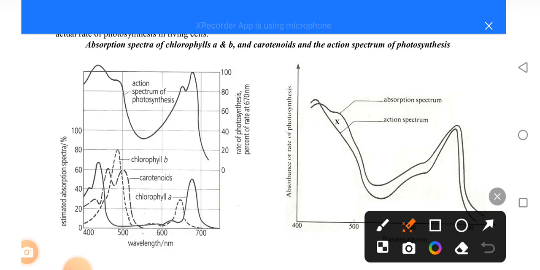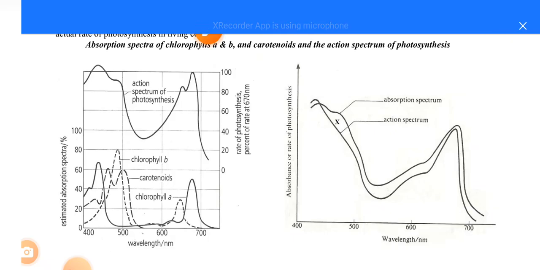So the reason is that this shows that chlorophyll A as well as B are the main photosynthetic pigments. However, photosynthesis also occurs in the middle part of the light spectrum, where carotenoids are active. That middle part where you see X there.